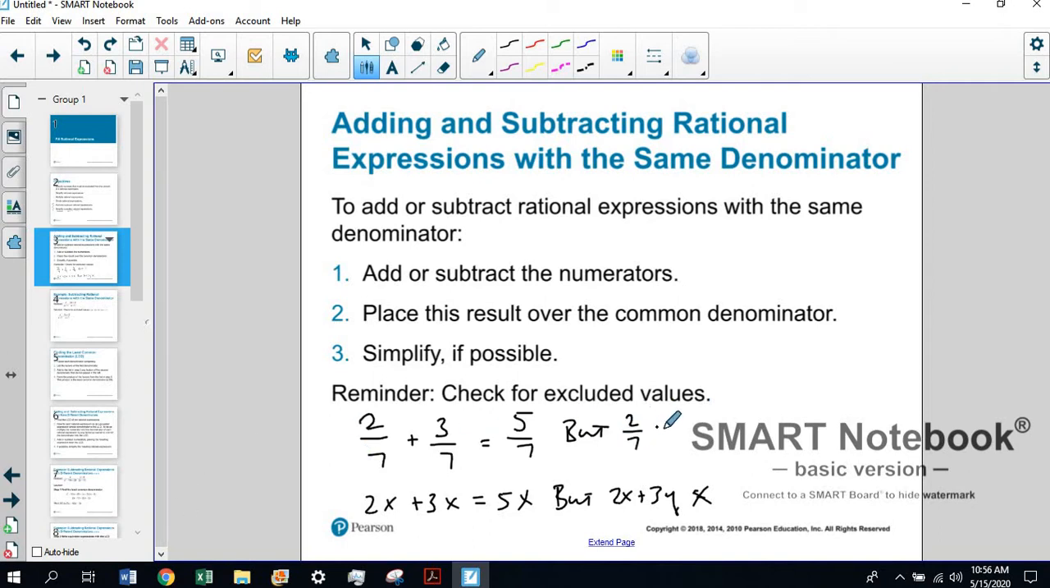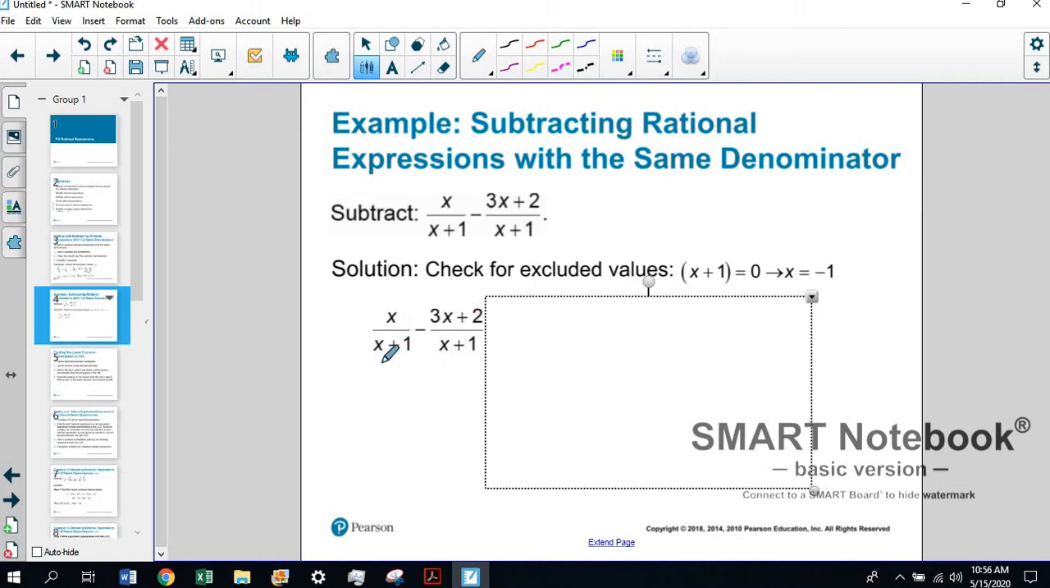But if you have 2 sevenths plus 3 fifths, we can't add those because these are not the same. These are not the same kind of thing. They're not like terms. And with x's and y's, there's nothing you can do. But here, there is something you can do because we have the opportunity to create what's known as a common denominator.